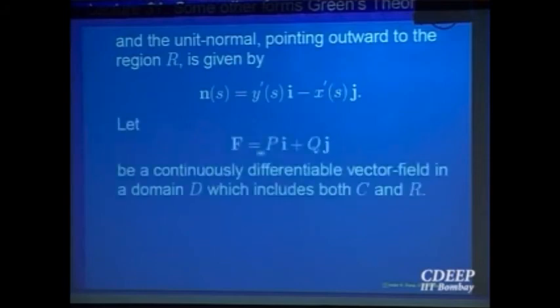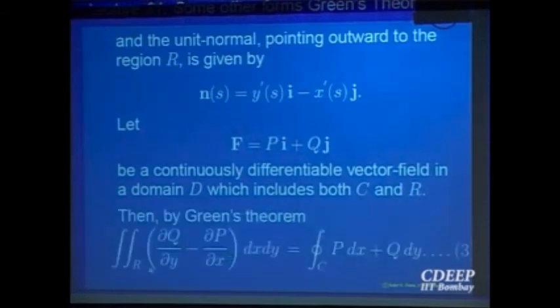Now let us take a vector field in the plane, P i plus Q j, and apply Green's theorem for this simple closed curve. What does it tell me? It tells me that this is equal to this. That is Green's theorem, I am just writing Green's theorem: the double integral over the region enclosed of the partial derivative of Q with respect to y minus the partial derivative of P with respect to x is equal to this.